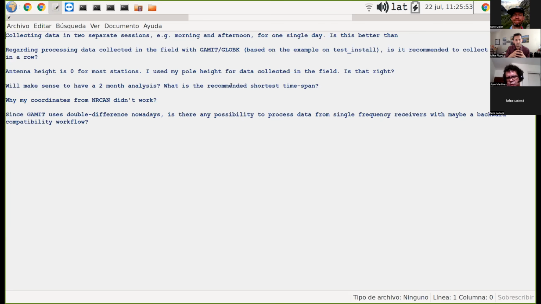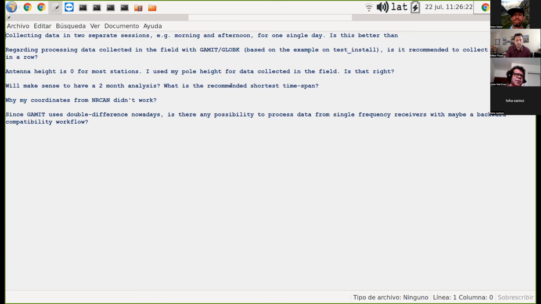Okay. Well, I have another question. I don't want to use all the time now. I saw that many of the stations have 0 antenna height, but in my field campaigns I use a pole. I'm planning to use an optical tribrach, but actually I'm using a 2 meter pole, and I saw that many stations are using only 0.